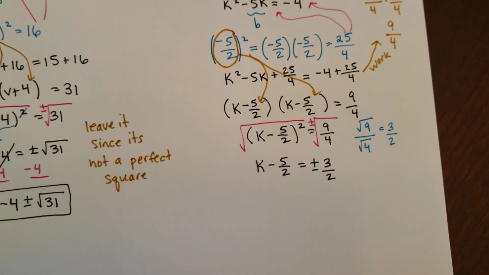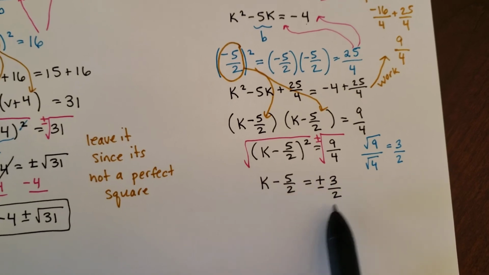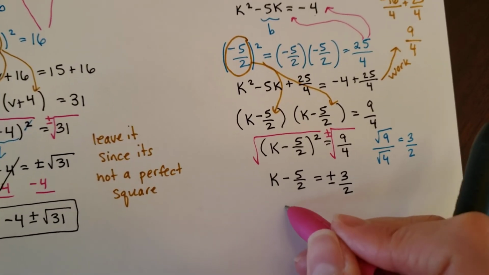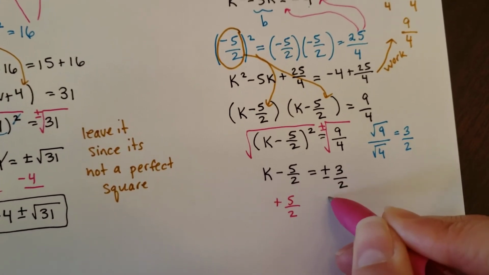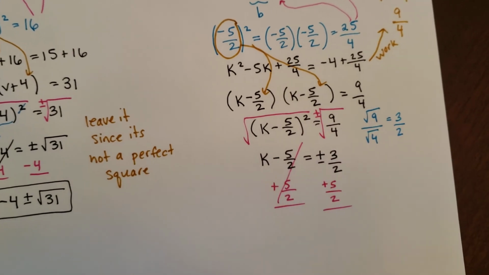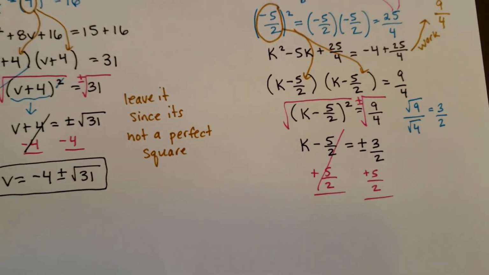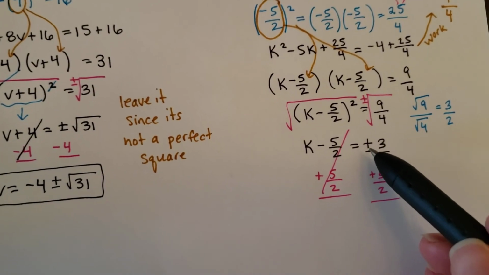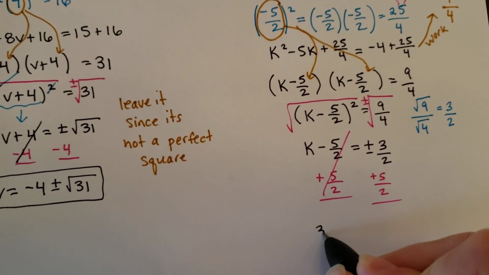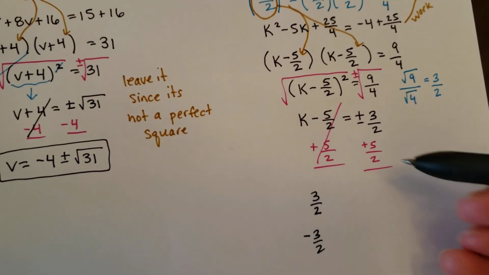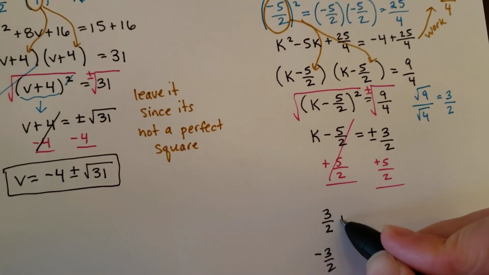Again, just leave it as a fraction, because when you go to put the 5 over 2 over, you're going to see you already have fractions there as well. Now add 5 over 2 to both sides. So you're going to come up with two answers again, so we are going to need to write this one separately. So remember this 3 over 2, there's a positive and a negative. So there's a positive 3 over 2 and a negative 3 over 2, and we're adding 5 over 2 to both of those.